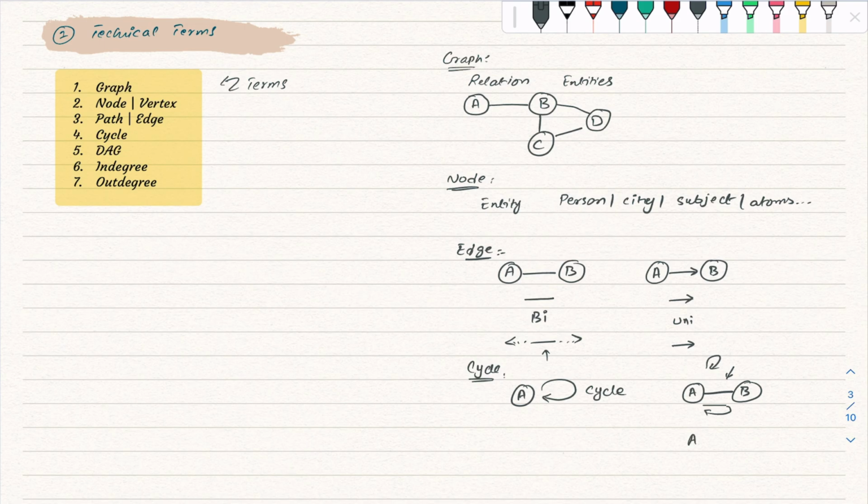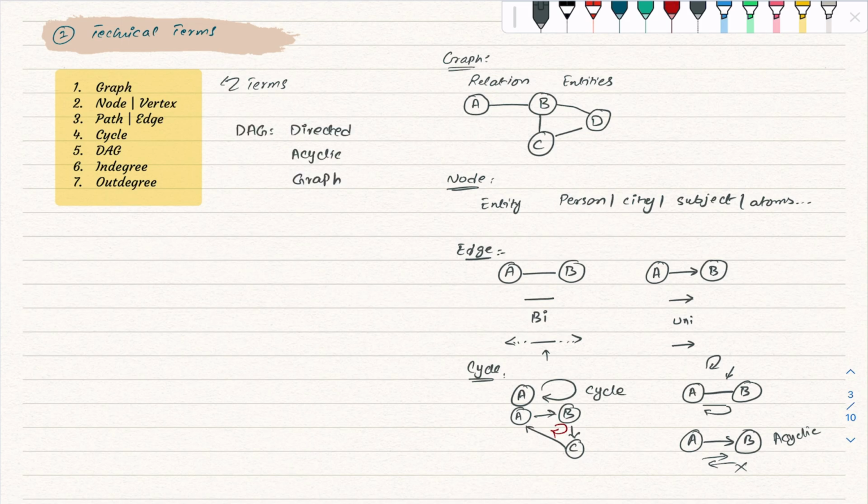Let's talk about A having a unidirectional, directional edge. In that case, we can only go to B. We can't come back. There is no cycle. These graphs are called acyclic graphs. But a directional graph can also be cyclic. Let's suppose there is a node A. From node A, we can go to node B, from B to C, and from C back to A. In that case, we also have a cycle. Now let's talk about DAG.